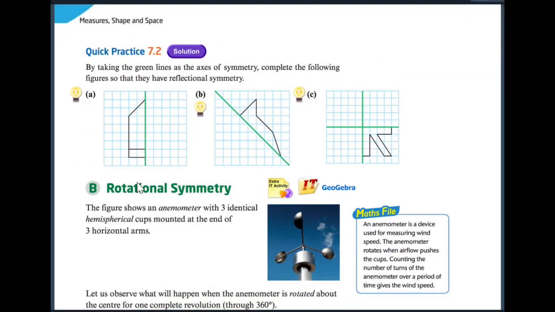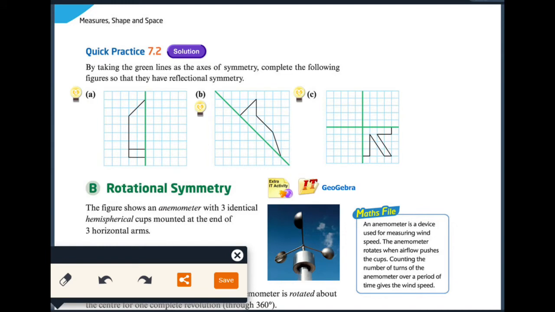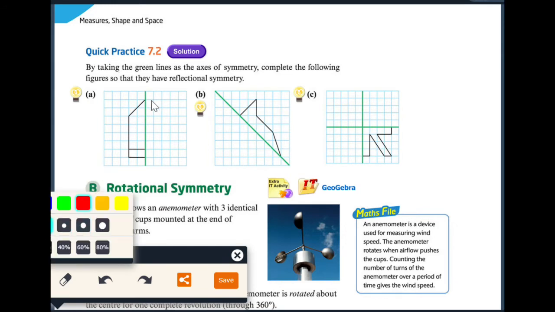It's 7.2. Now you are trying to complete the figures so that they have the green lines for the axis of symmetry. For the first figure, you will see that this green line is axis of symmetry, and what you need to do is just think that this green line is your mirror, and what you are trying to do is to draw the image.